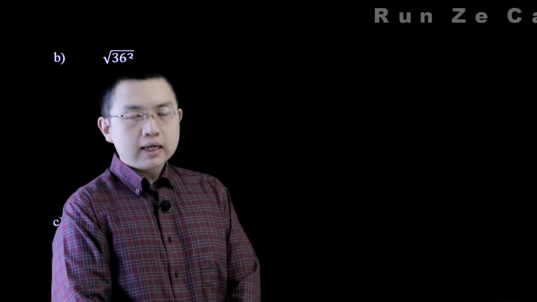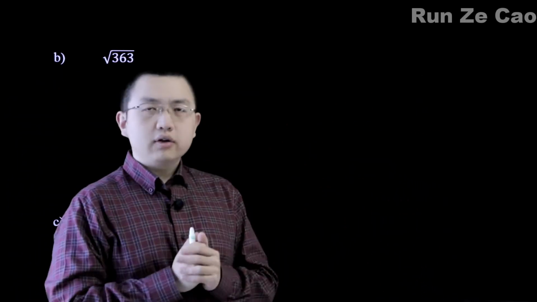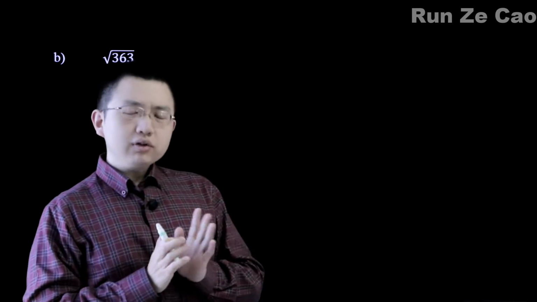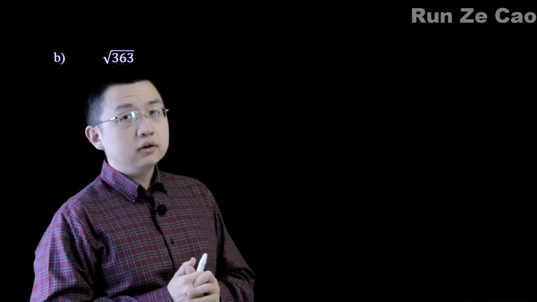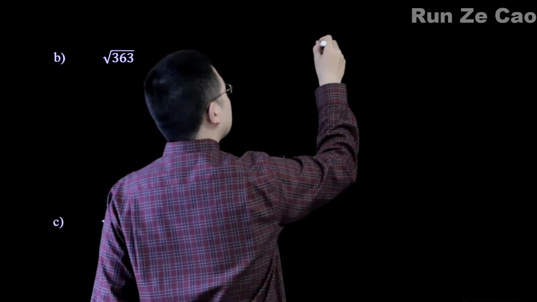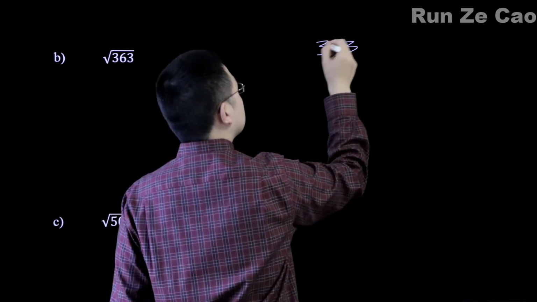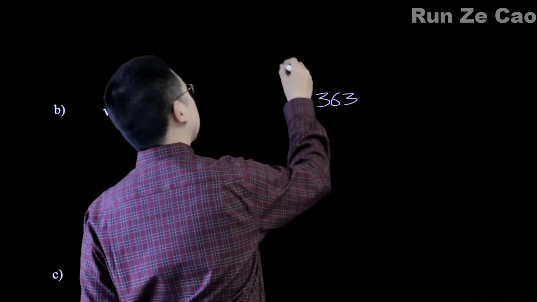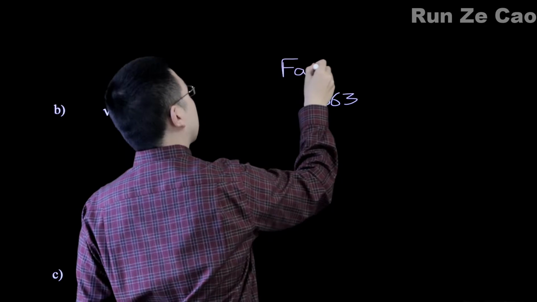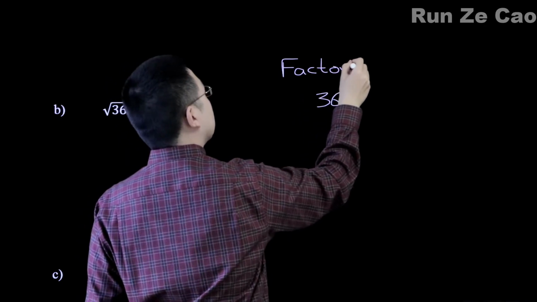And this next one here, 363. Now suppose we don't know where to start. So if we don't know where to start, what can we do to find how to simplify a radical? Okay, let's do some factoring. I should put a label here. Factoring. Yay.